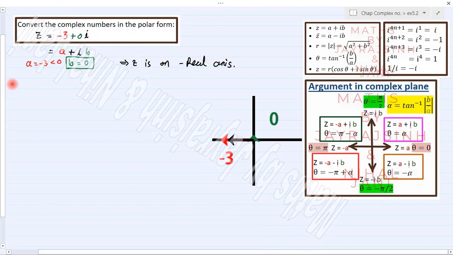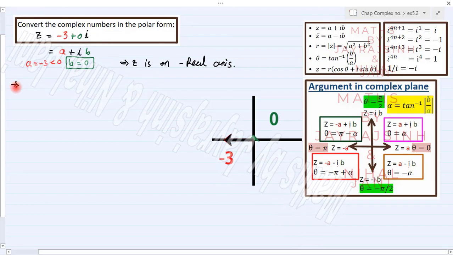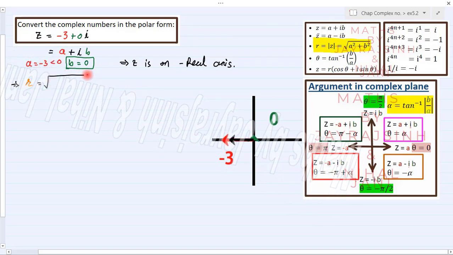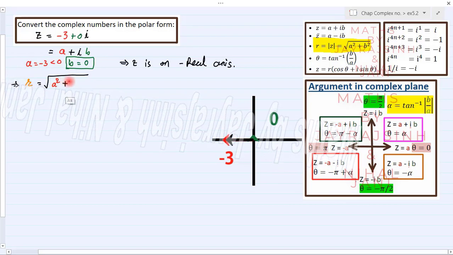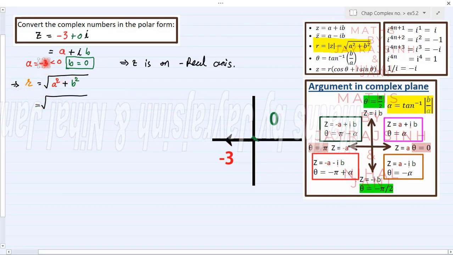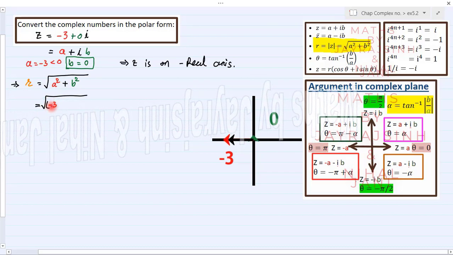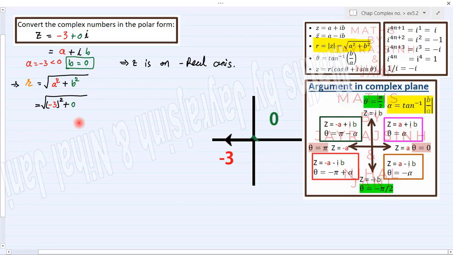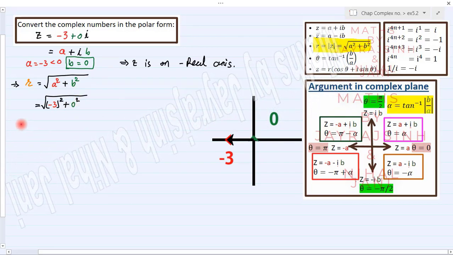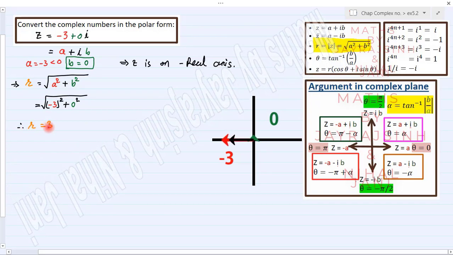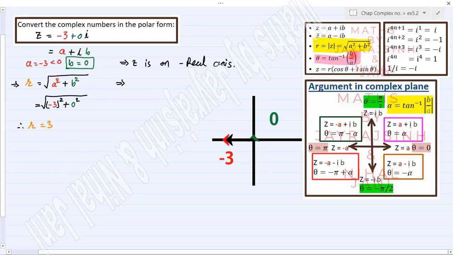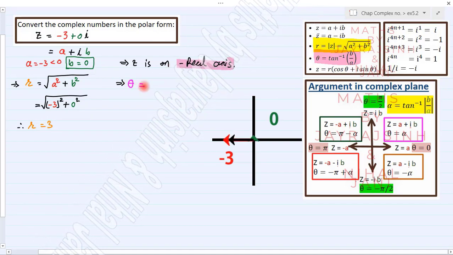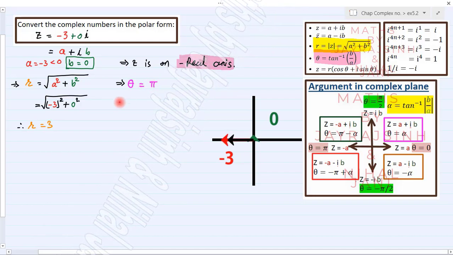Now, to convert into polar form, we need two important things. The first one is the modulus, which is the square root of a square plus b square, where a is the real part squared plus b, the imaginary part, which is 0, the whole squared. So we will get modulus equal to 3. Now, the second important quantity is the argument, and for the negative real axis, the argument is given by pi.